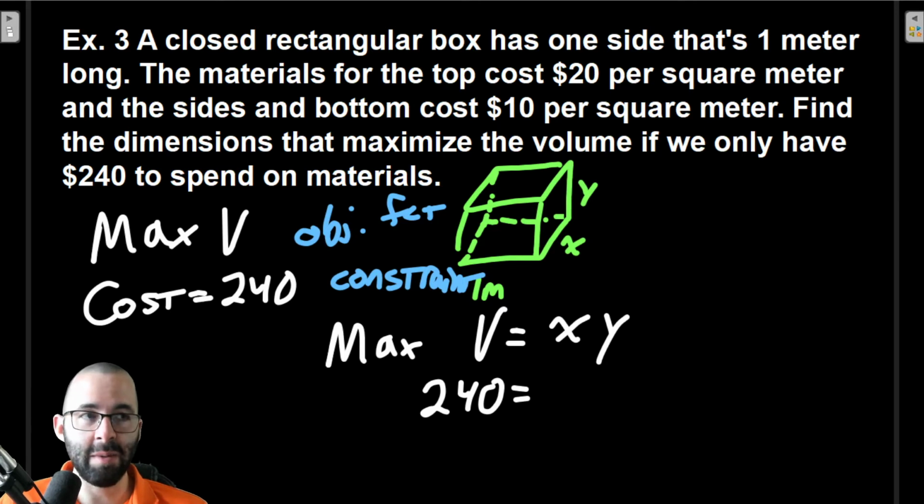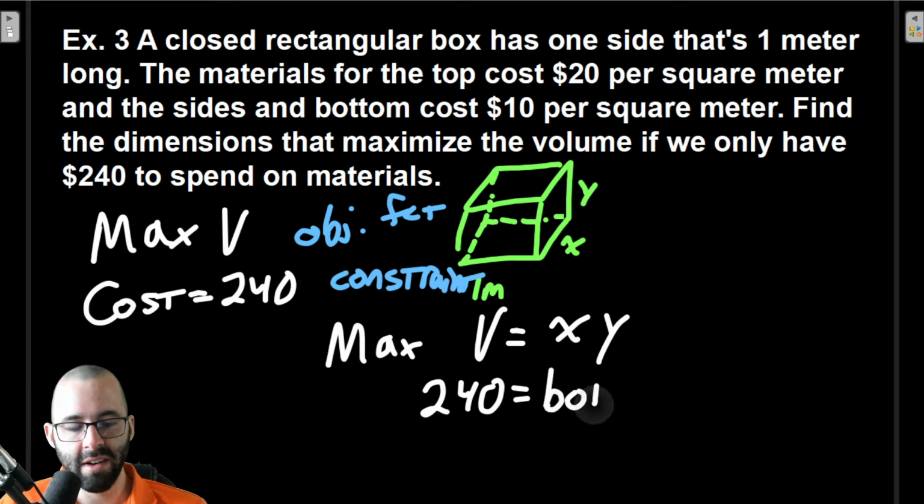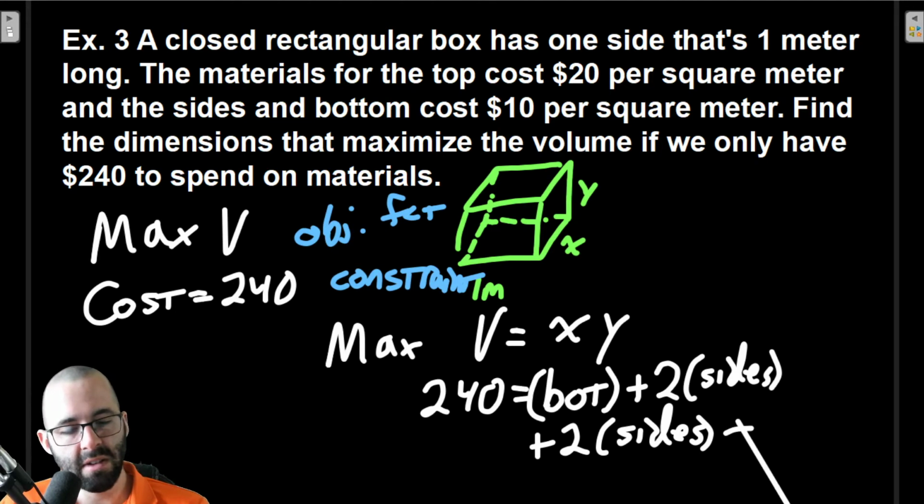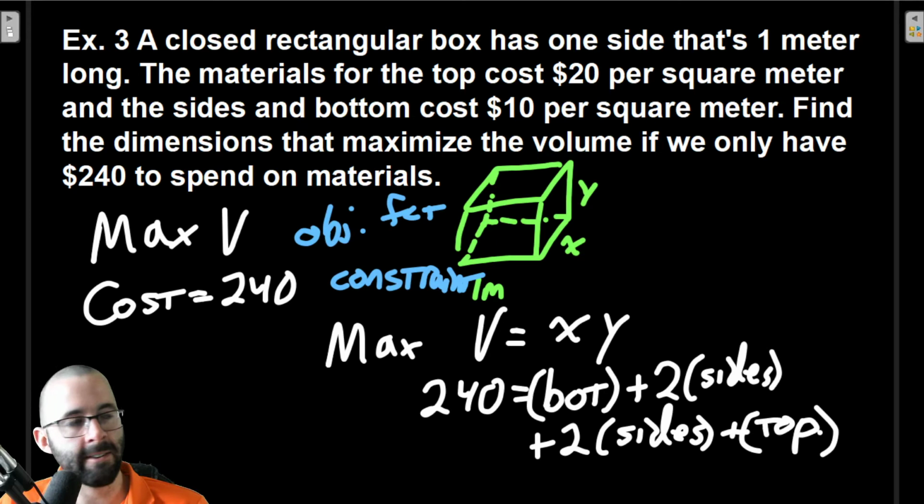The cost is the tricky part here, right? The cost of the bottom plus, now 2 of these sides are going to be the same. And 2 of the sides are going to be different, right? Maybe it would have been better if I stretched this box out. So 2 sides plus another 2 sides plus the top. And all of these have different costs. Oh my word. We just have to find the cost of all these things and just add them up together. All right, and that's going to be our constraint.